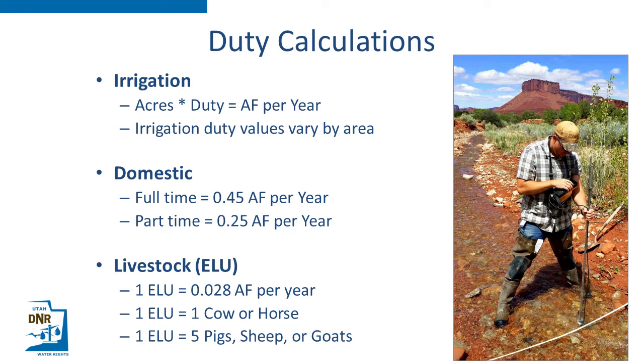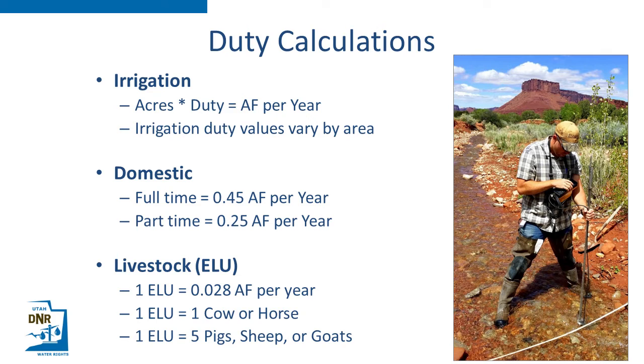So there are some basic figures that can help in calculating this. Here are duty calculations to help you determine how much water you will need for your application. The state is broken down into irrigation duties, and that would be an acre foot per irrigation season. The standard irrigation season is April 1st to October 31st. Irrigation duty values do vary by different areas in the state. Domestic duties, the full-time domestic use is 0.45 acre foot. A part-time domestic is 0.25 acre foot.